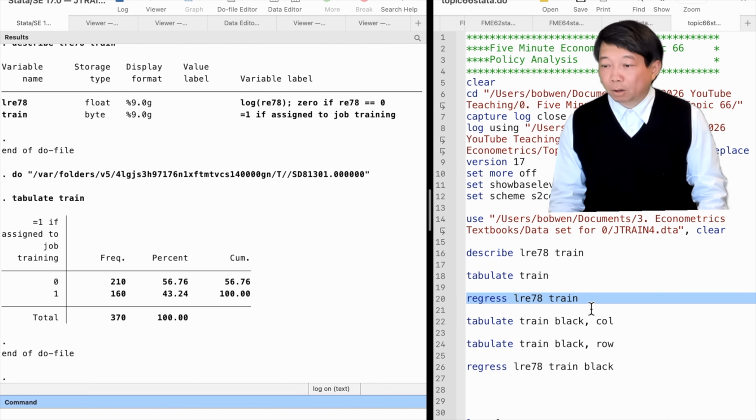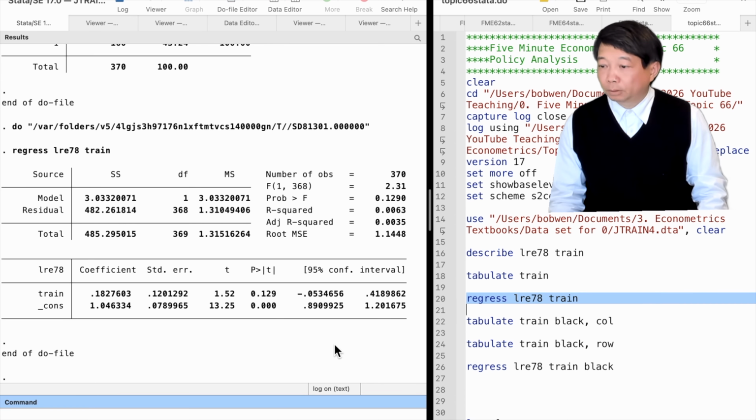When we regress the log of real earnings on the training dummy variable, we find that the slope estimate is 0.18 with a p-value of 0.129. This indicates that the effect of job training on earnings is not statistically significant at any conventional level below 12%. At first glance, one might conclude that there is no causal relationship between job training and earnings.